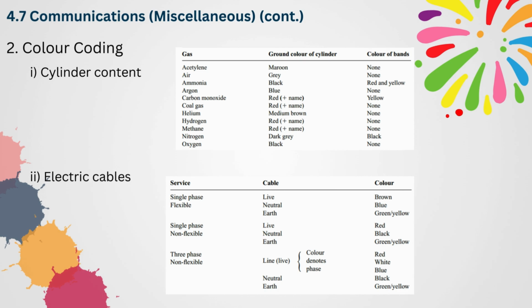Next is on the color coding. This is split into three parts. So firstly, it's the cylinder content. So the color here indicates what type of gas is inside of the cylinder, as you can see from the figure here. Next is on the electric cables. So the color here indicates what type of services these cables are attending to.